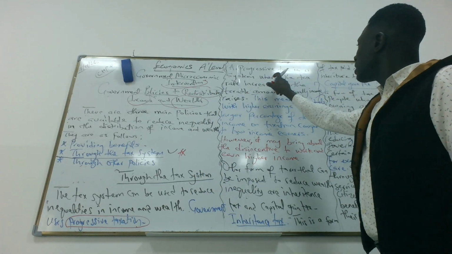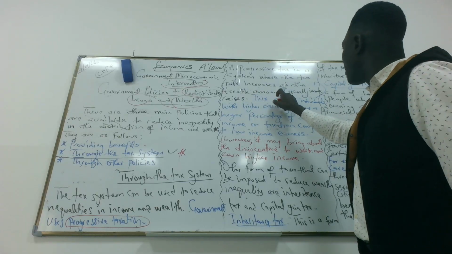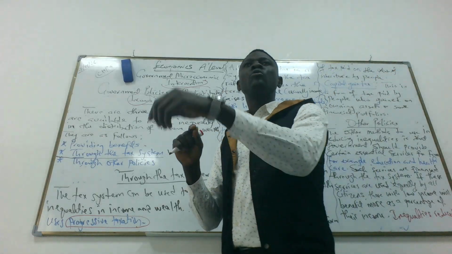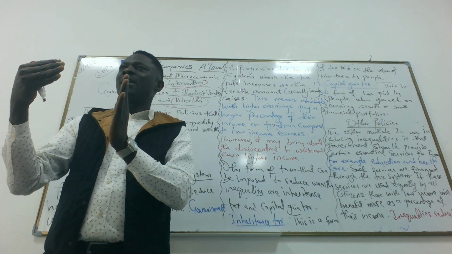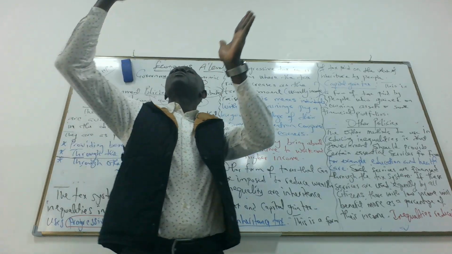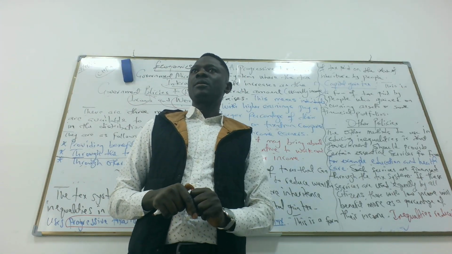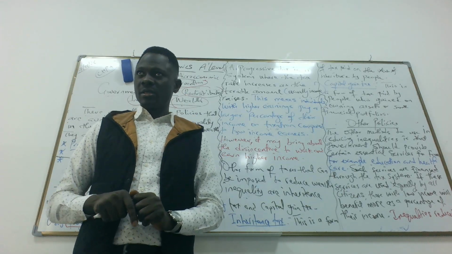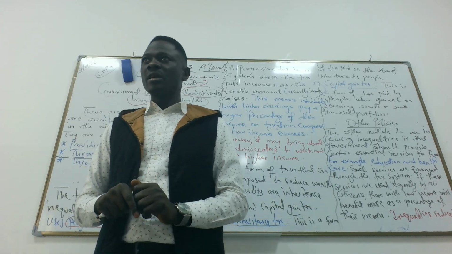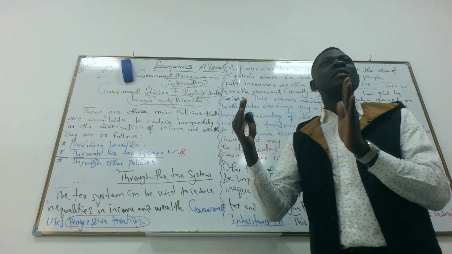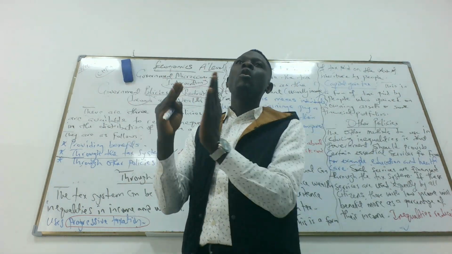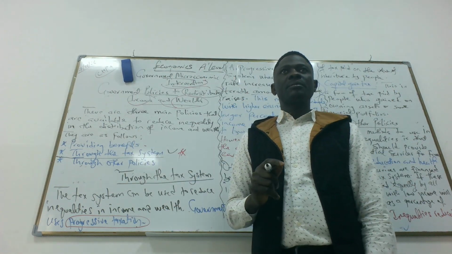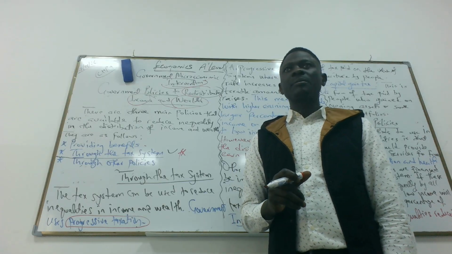It's a system where the tax rate increases as the taxable amount rises. So you pay more in tax if your income increases. So the more income you earn, the more tax you pay. That is progressive tax. Do you understand progressive tax? So high income earners pay more in tax than low income earners.